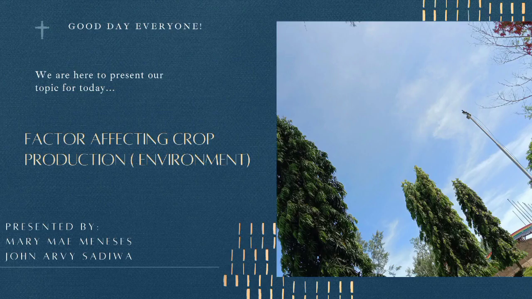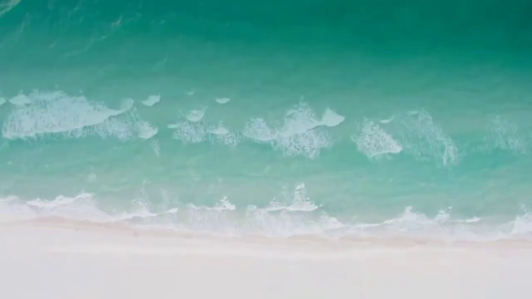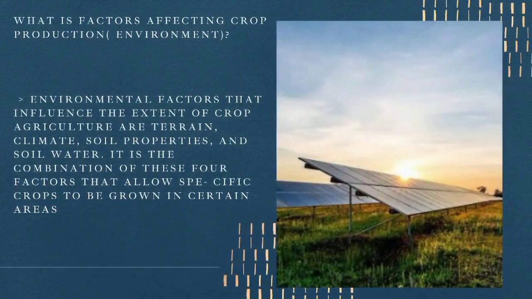Good day, everyone. We are here to present our topic for the day about the factors affecting crop production for the environment. So, what are the factors affecting crop production for the environment? The environmental factors that influence the extent of crop agriculture are terrain, climate, soil properties, and soil water. It is the combination of these four factors that allows specific crops to be grown in certain areas.